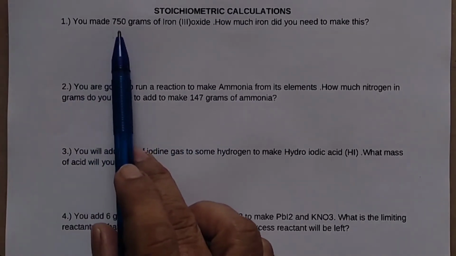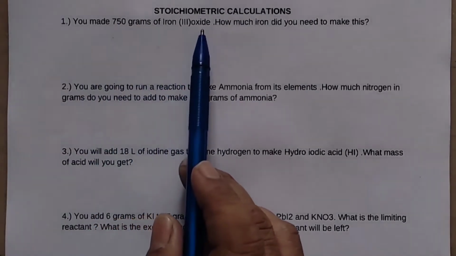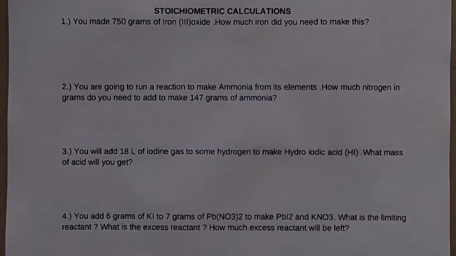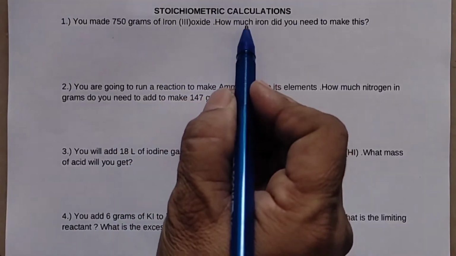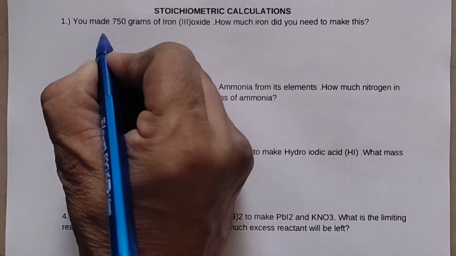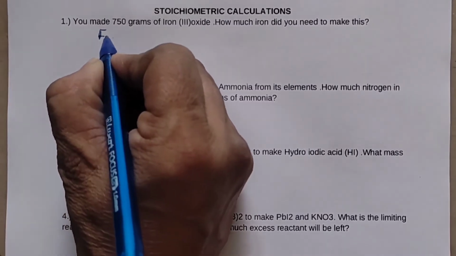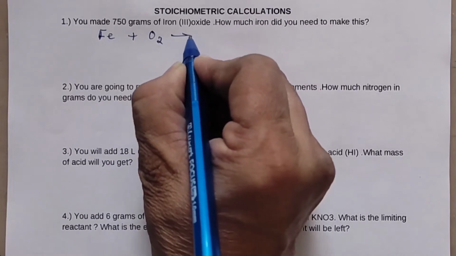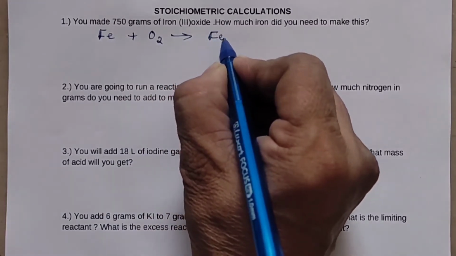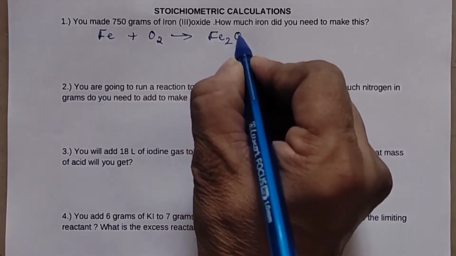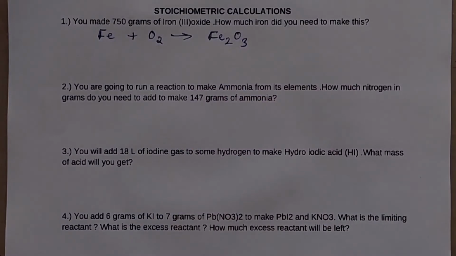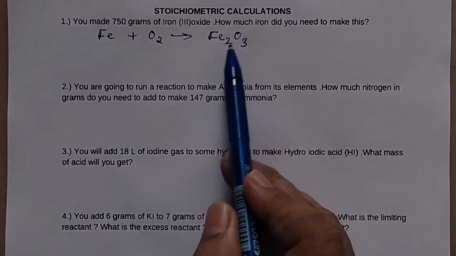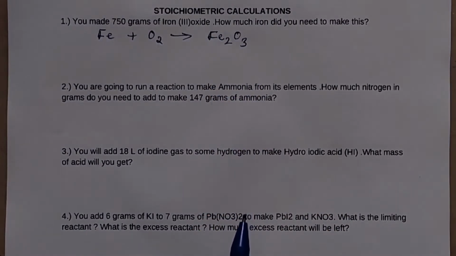It says you made 750 grams of iron 3 oxide, and how much iron did you need to make this? That means iron is getting converted to iron oxide. So we will first write the equation, that is Fe. It's made to react with oxygen and it results in the formation of iron 3 oxide. So iron 3 oxide means the formula is Fe2O3. Right? Oxygen is 2 minus, Fe is 3 plus. So when you crisscross it, you will get it as Fe2O3.